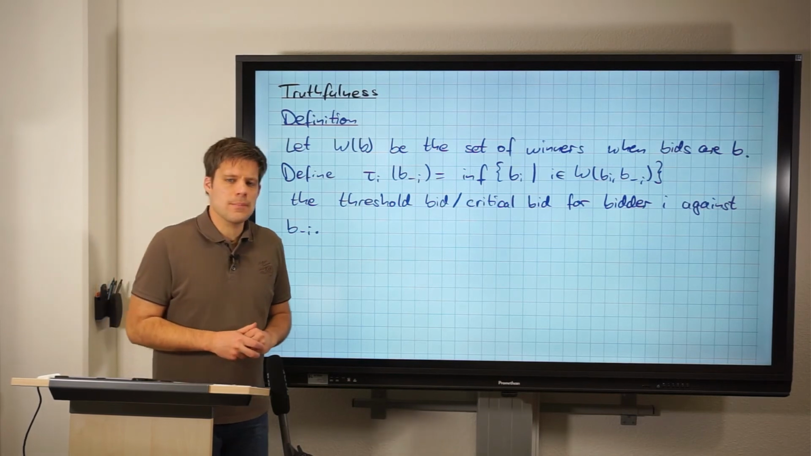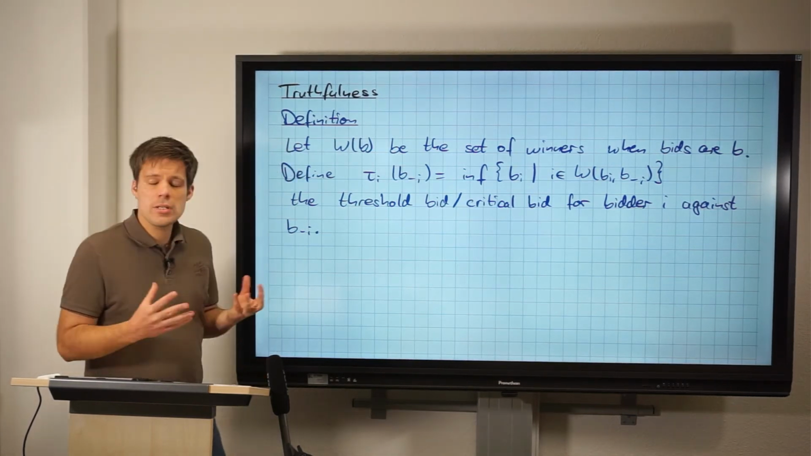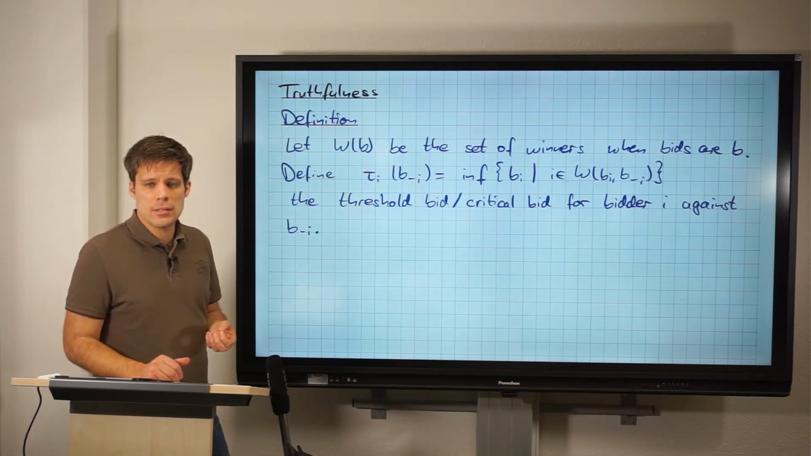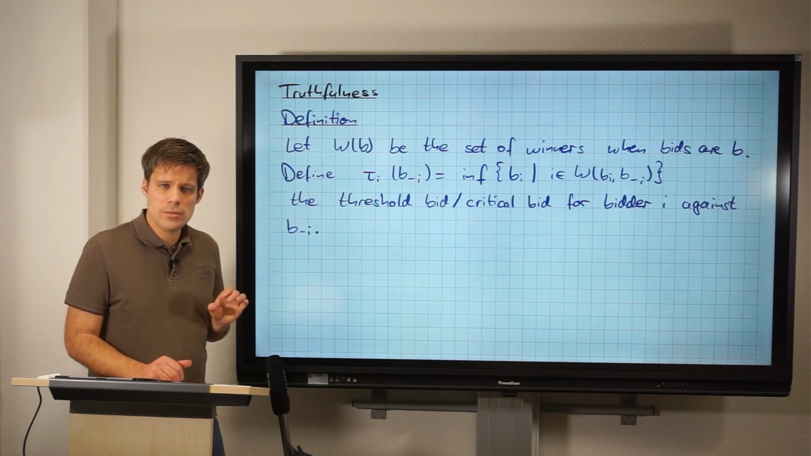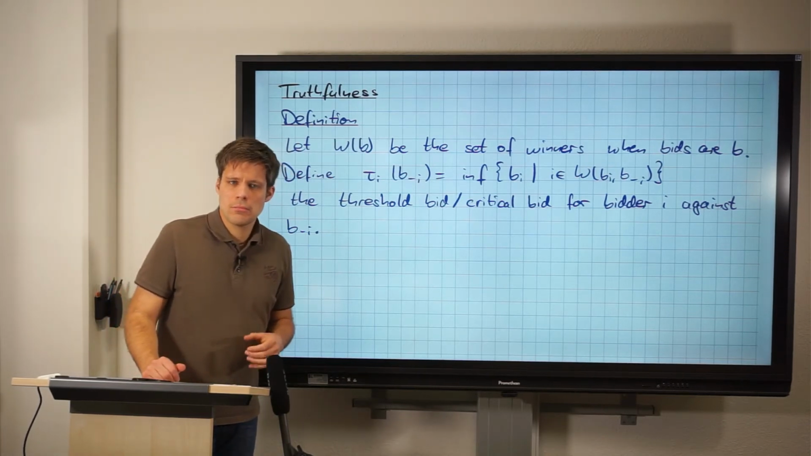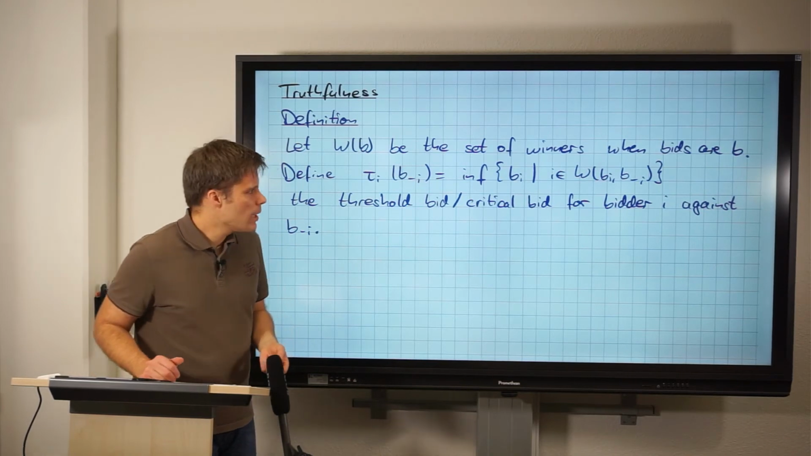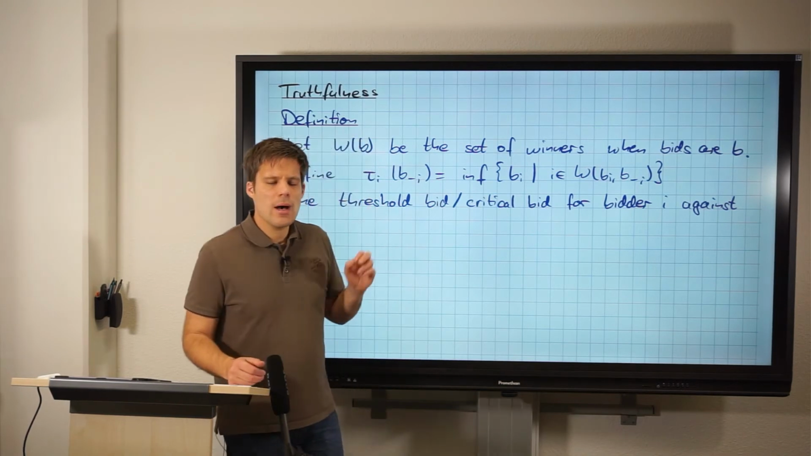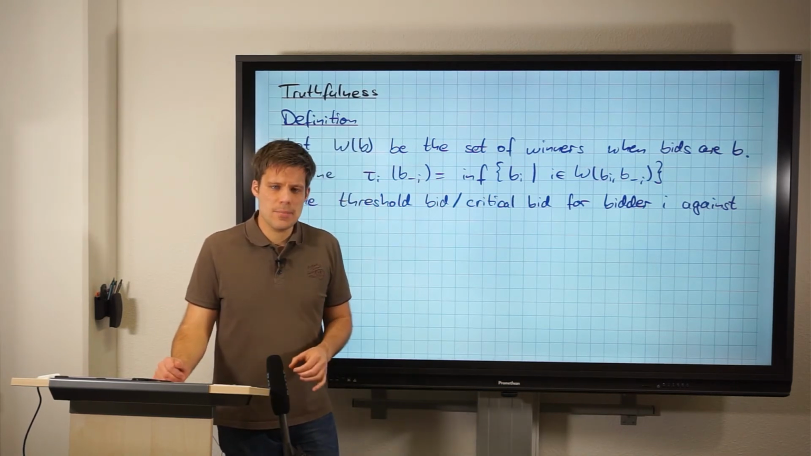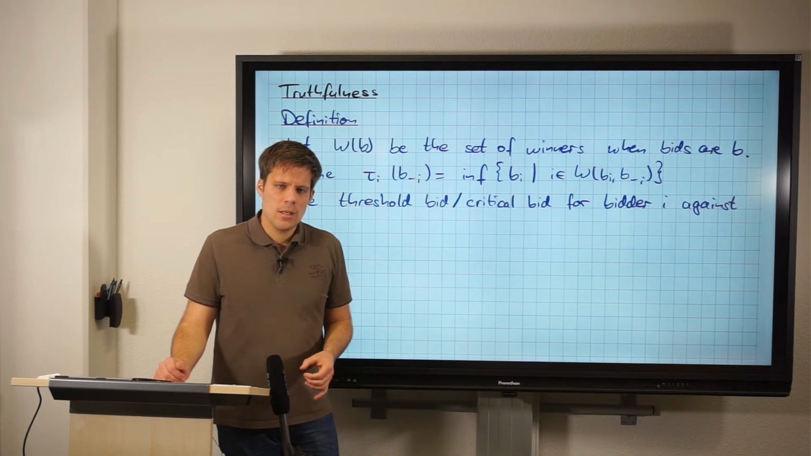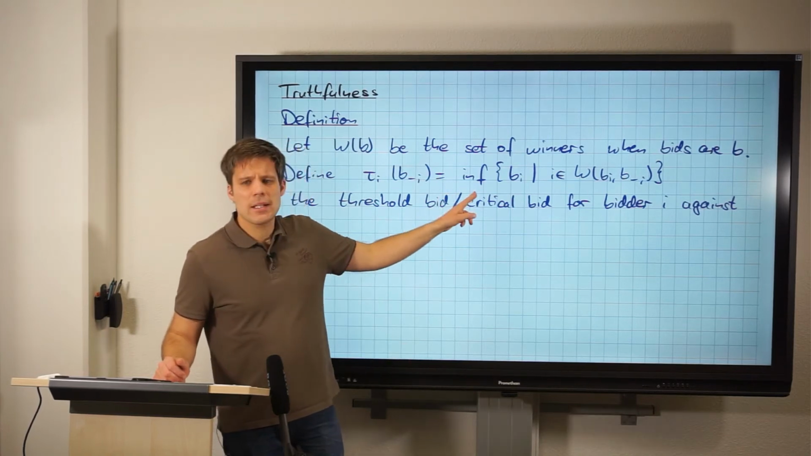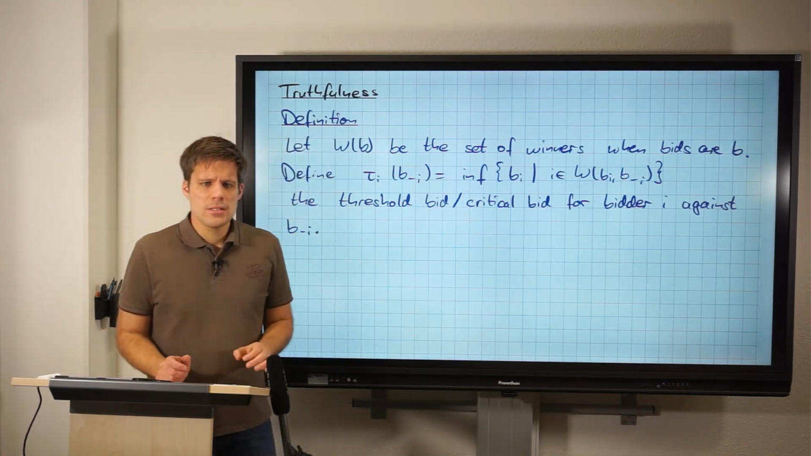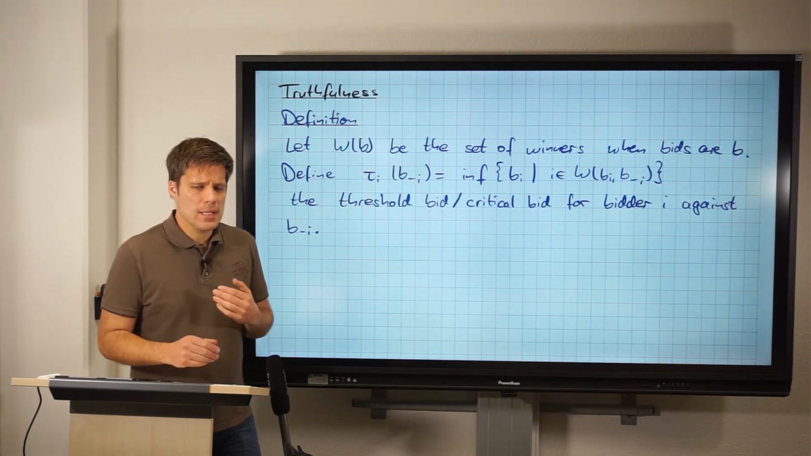So what does this mean? Suppose you are player i, and you now fix the other bidders to bid B minus i. How much would you want to bid if you want to become a winner? Well, among everything that you can bid, tau i of B minus i is the smallest bid that will make you a winner. Because this might not exist, we're writing the infimum rather than the minimum, but just think of this as being the minimum. So this is the smallest bid that makes you a winner.